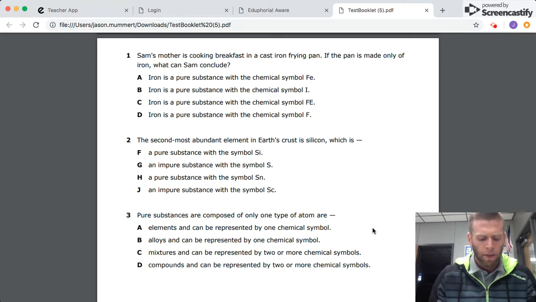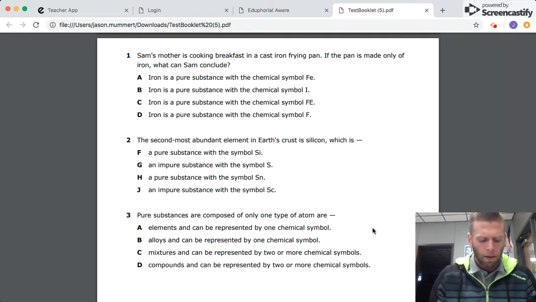G. An impure substance with the chemical symbol S. H. A pure substance with the symbol capital S, lowercase n. Or J. An impure substance with the symbol capital S, lowercase c. Number 3. Pure substances are composed of only one type of atom, are A. Elements and can be represented by one chemical symbol.